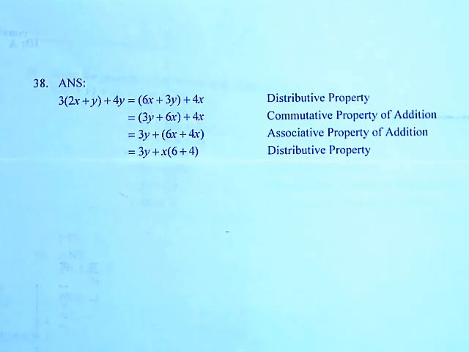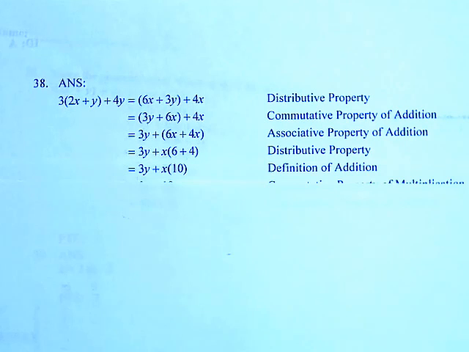Then they pulled that x out so that 6 and 4 were left on the inside of the parentheses. So that's the distributive property. It's the backwards version of it, but it's still the distributive property. Distributive property doesn't have an "of multiplication." No, it doesn't. It's so that they could add the 6 and the 4 together, and that's just called addition property. Definition of addition. They just added the 6 and the 4.